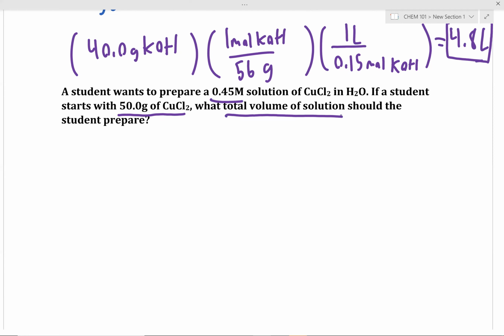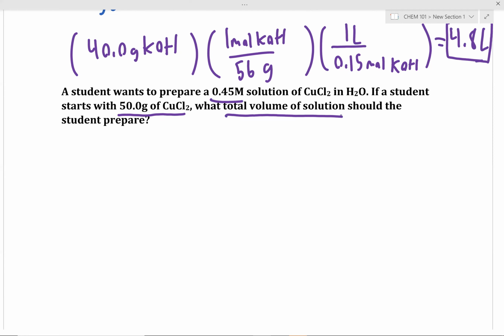Any questions so far? Okay, your setup looks good and your molar mass calculations are correct. I see a lot of reasonable setups. Everyone's on the right track. All that's left is to punch things into the calculator.